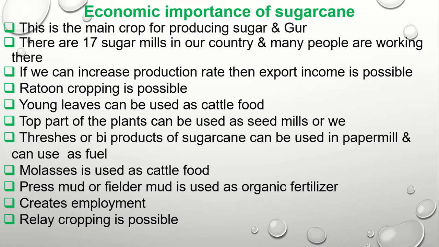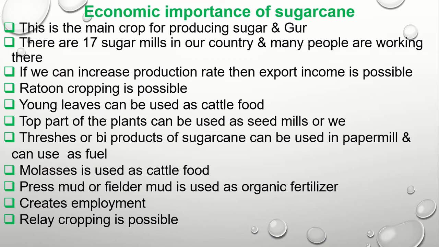So at the end of this chapter, we have to understand the economic importance of sugarcane. The economic importance of sugarcane is that it is the main crop for producing sugar and gur in our country. In the first lecture, I told you about the sugar producing crops. There are sugarcane, then sugar beet, and other crops as well. But in our country, the main sugar producing crop is sugarcane.